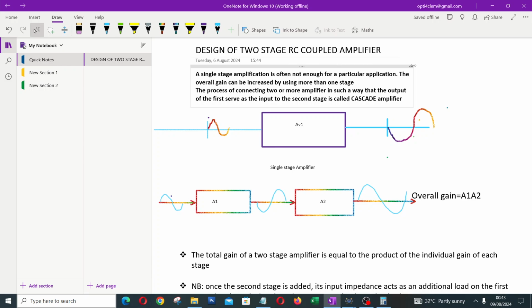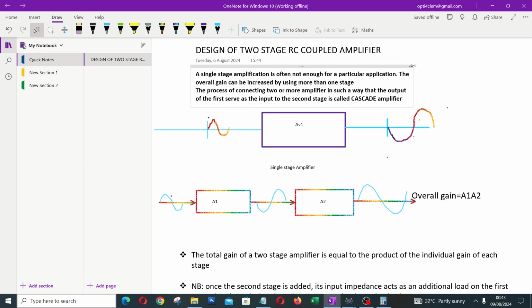So we want to look at how we design a two-stage RC coupled amplifier. Now, why do we need a two-stage amplifier? Number one is that at times one-stage amplification might not be enough. For example, you may have a very low signal that needs to be picked up by a low level amplifier, amplified to a certain level before a high level amplifier will then pick it up. So in that case, you are definitely going to need more than one stage of amplification.